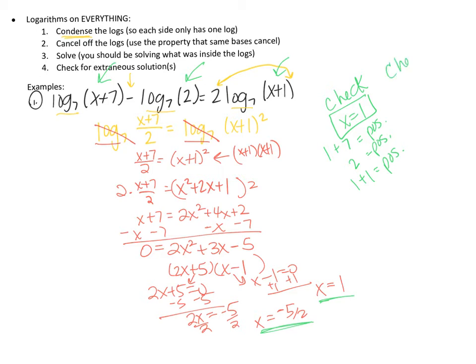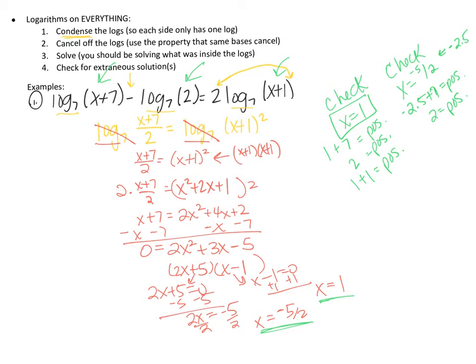So let's check our next one. We're going to check x equaling negative 5 over 2, which is the same as negative 2.5. Sometimes it's easier for people to use the decimal. So let's check it. I've got negative 2.5 plus 7, which is positive. That 2 is still positive.